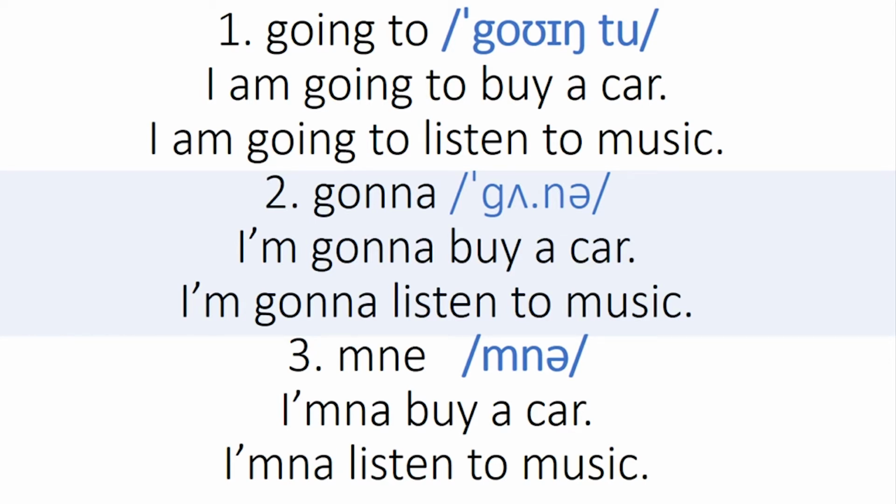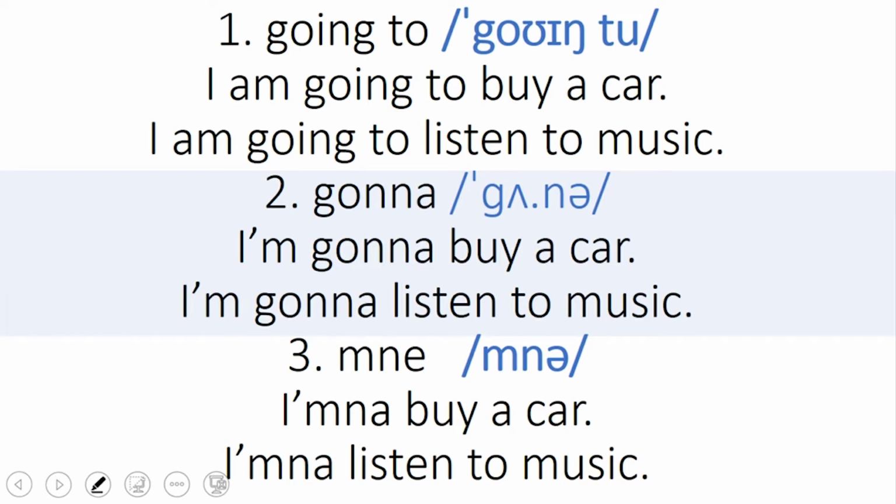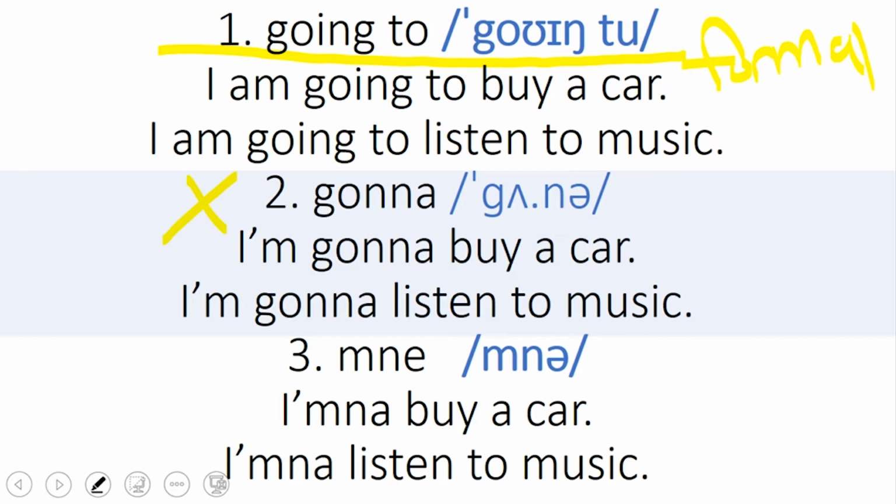Okay, so here are some examples of going to. Now, the very first example of going to I will show you is how it is written. This is the way that you want to be writing it if you're doing any essays. So this is probably our most formal way to use this word. However, when people speak, and you'll hear this, they will tend to use number two, which is gonna. So instead of, I am going to buy a car, or I am going to listen to music, people will say, I'm gonna buy a car, or I'm gonna listen to music. So you can hear that going to up here becomes gonna.